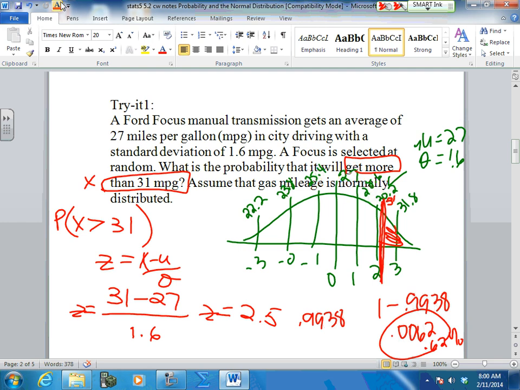No, you can leave it as the area. I just want you to, like a lot of kids usually relate to a percent. So if I'm looking at, what's the probability that it will get more than 31 miles to the gallon, it's less than 1%. So say you're going to look for this Ford Focus.